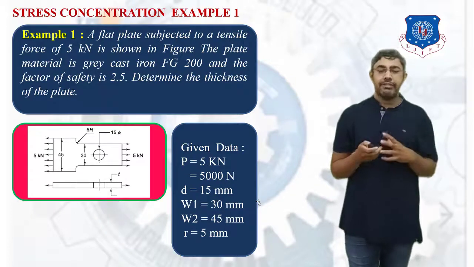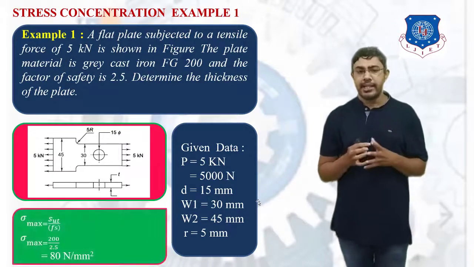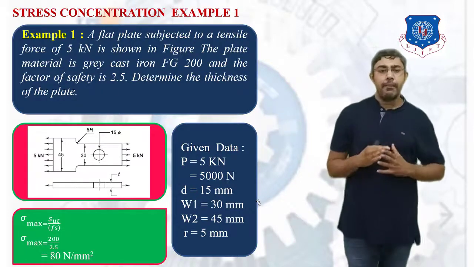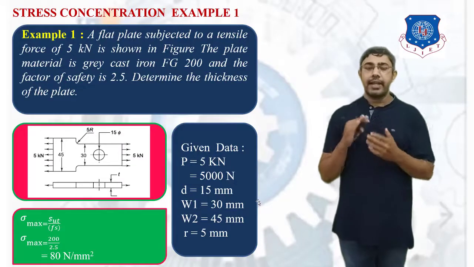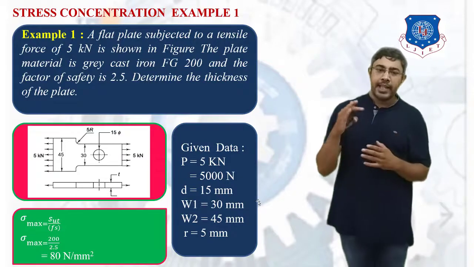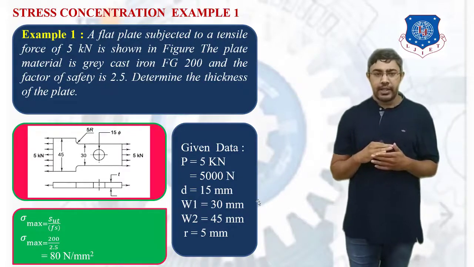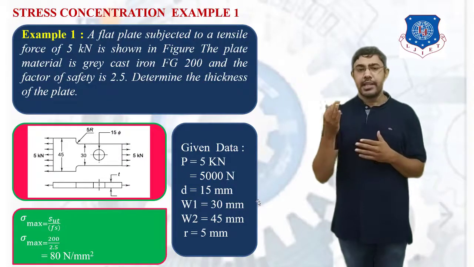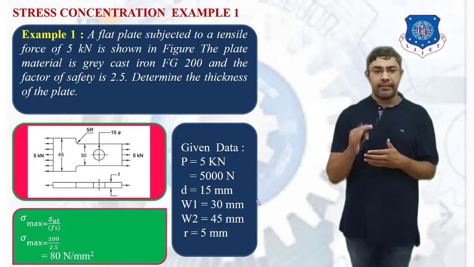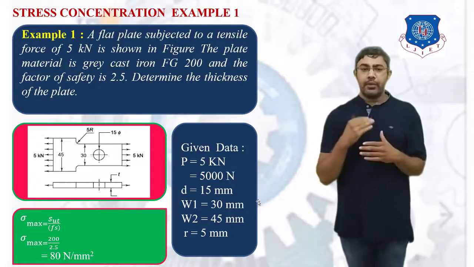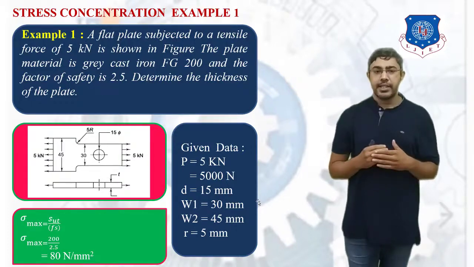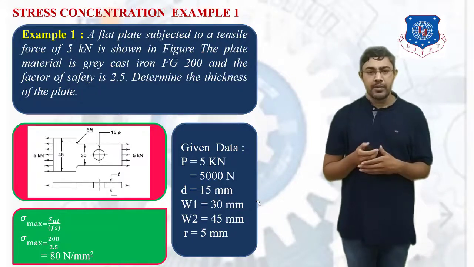For that, we first calculate the permissible stress limit according to the given condition. The permissible stress sigma max is equal to SUT divided by the factor of safety. SUT is given as 200 Newton per mm square and the factor of safety is 2.5. By putting in the values, we get sigma max equal to 80 Newton per mm square.